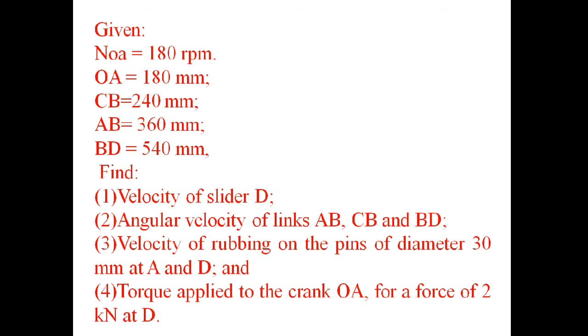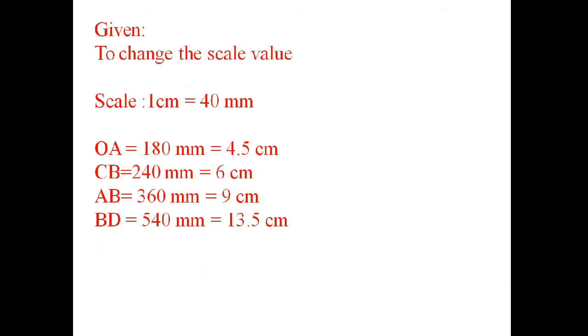we write out what all are given and what will be found out. You list them out, and first of all you won't be able to draw the actual scale on the drawing sheet. We have to convert that value into a convenient scale value, like 1 centimeter is equal to 40 mm. I consider that. So due to that, OA equal to 4.5 centimeter, CB is equal to 6 centimeter, AB equal to 9 centimeter, BD is equal to 13.5 centimeter.